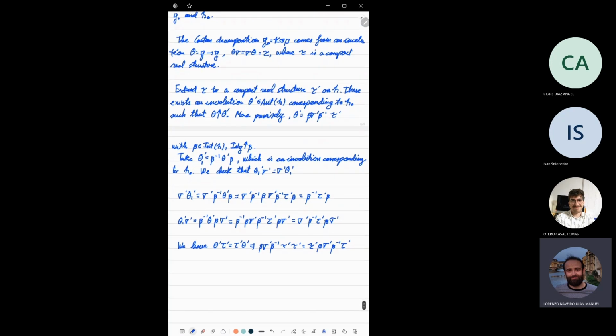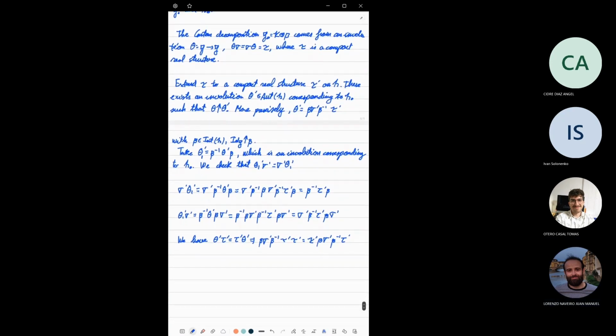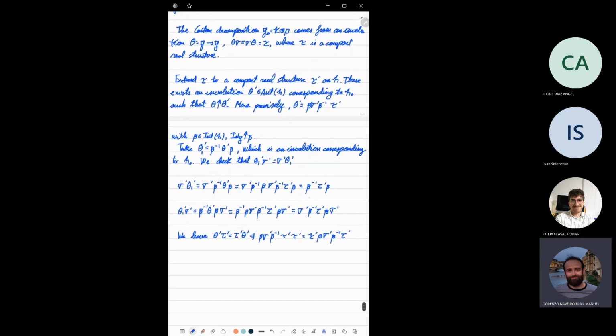I think this is also the case. So I'm trying to see that beta minus 1 tau prime beta commutes with sigma prime. Now I don't remember how it went. I think I have it written. I guess we can save the situation. See if I have it here.